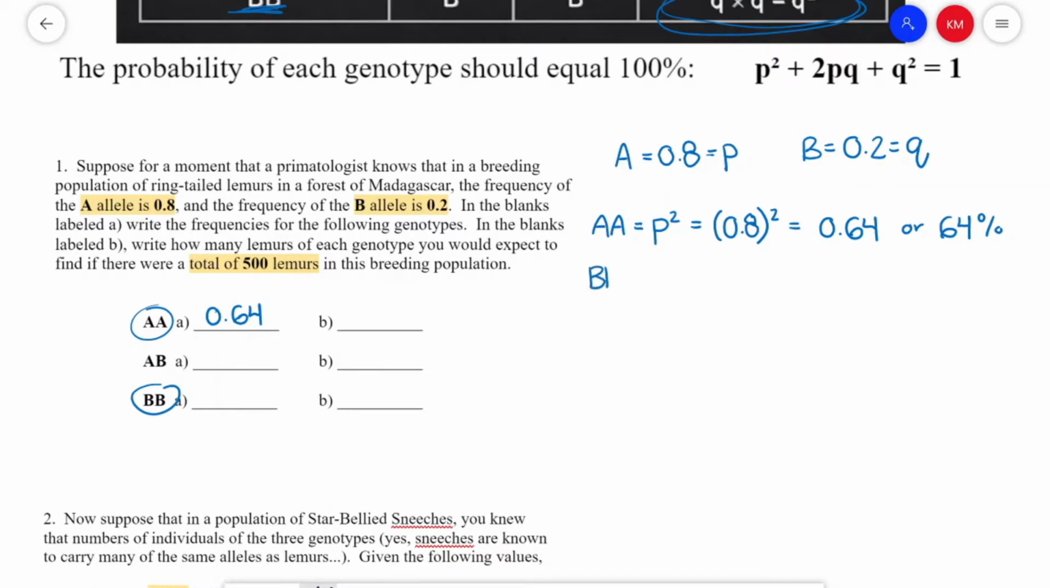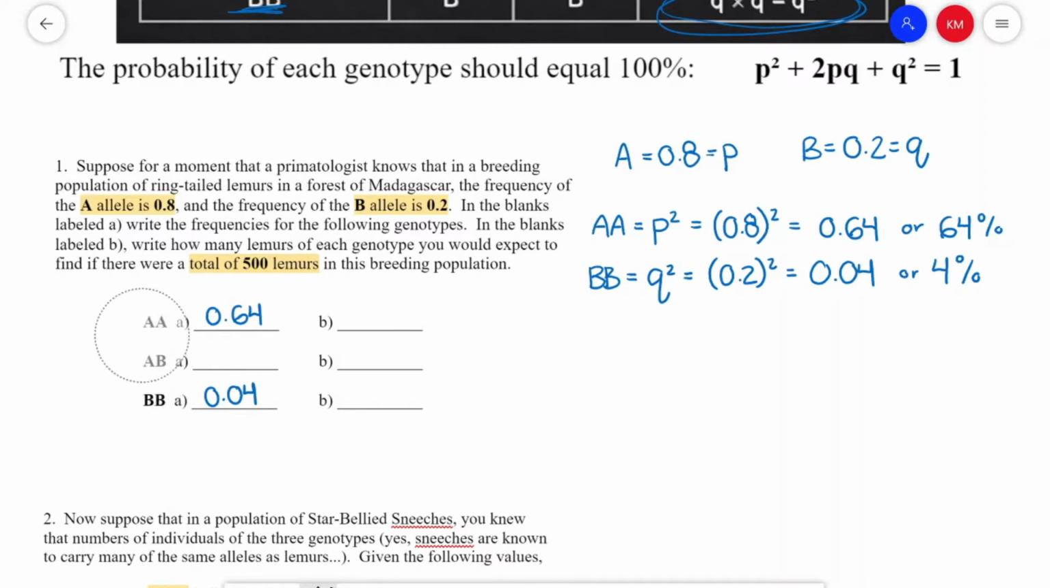So the next one I like to do is the other homozygous genotype, which is the same process. We're just squaring Q, which is the same as the B allele frequency. So we're plugging in 0.2 squared. If you plug that into your calculator, you should get 0.04 or 4%. Okay, so I'm just going to write down here 0.04. Alright, so we already found 2 of those genotype frequencies.